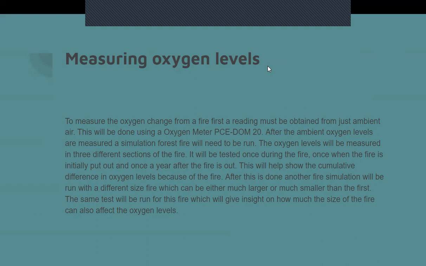After this is done, another simulation will be run with a different size fire, which can either be much larger or much smaller, just depends. The same test will be run for this fire, which will give us insight on how much the size of the fire actually affects the oxygen levels.